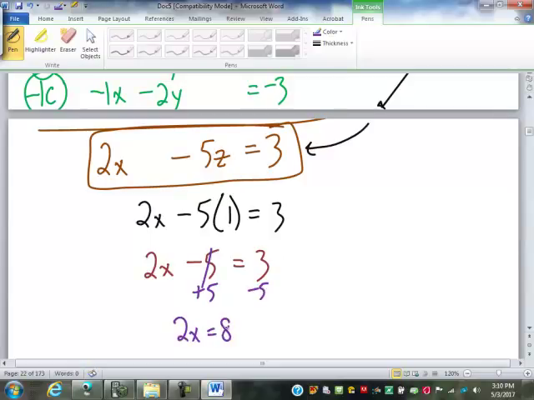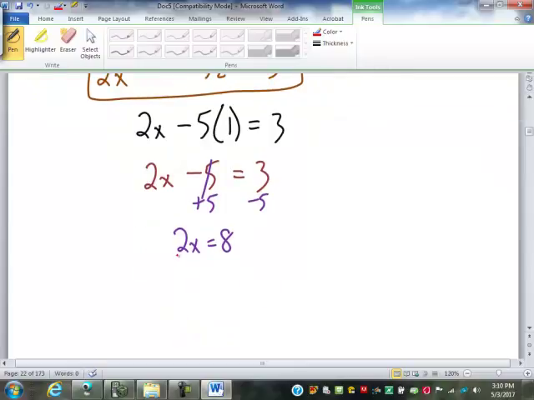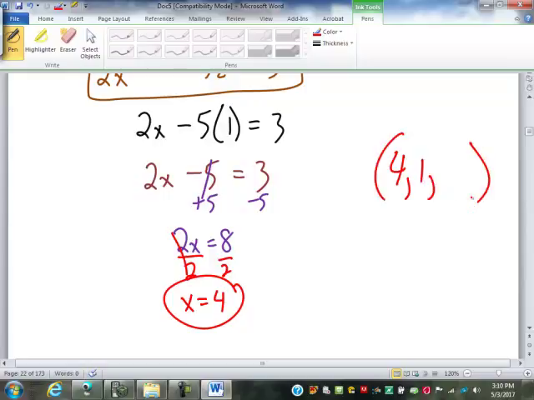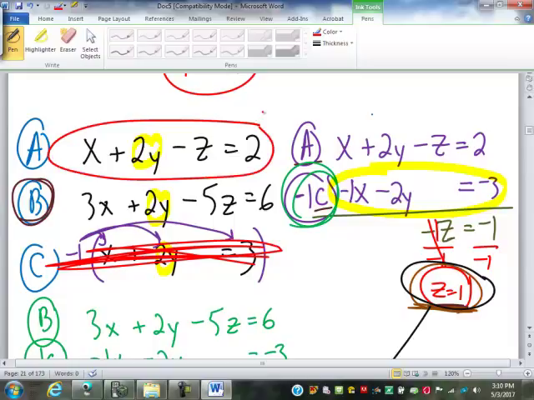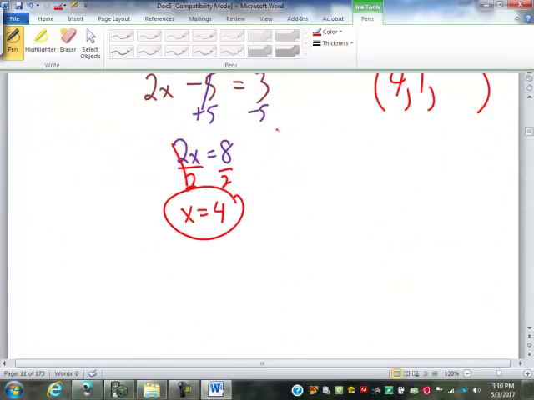So 2x equals 8. Then what? Divide by 2. X equals 4. So we've got x equals 4 and y equals 1 here. We just need to find z. I go back up to any of my original equations. Well, this one doesn't have z in it, so that ain't going to work to find z. So I have to use one of the first two equations. Doesn't matter which one, so I'm going to take the top one. X plus 2y minus z equals 2.